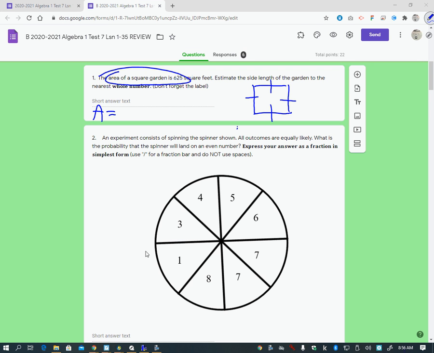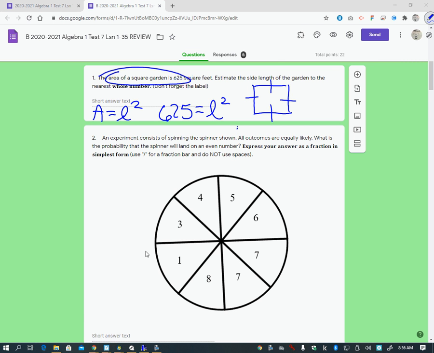So how do we find the area of a square? Length times width times height, you're trying to find the volume? Length times width, but what do you know about the length and width of a square? They're the same. So could I just say length times length or length squared? So length squared equals area. What can I sub in for A? So 625 equals length squared.